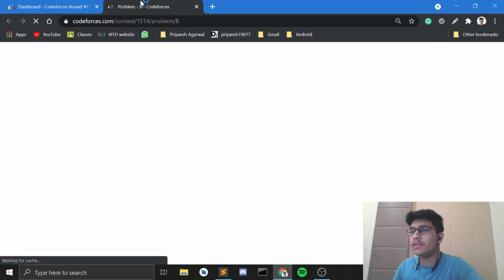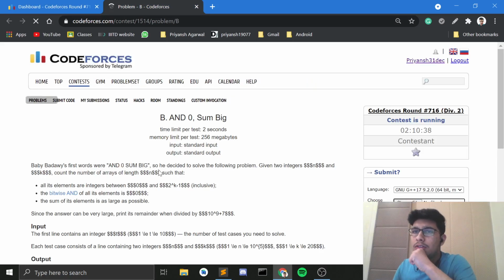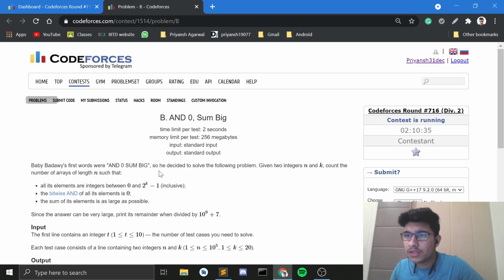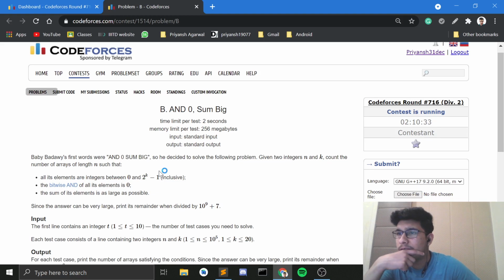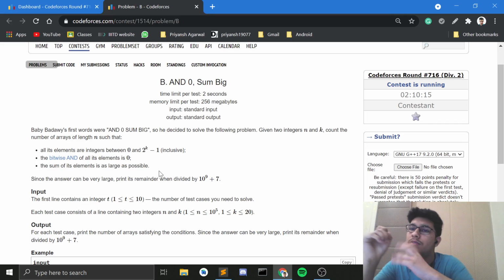Moving on to problem B. So there are not many problems today. First words were and zero sum big. So we decided to solve the following problem: given two integers n and k, count the number of arrays of length n such that all its elements are integers between 0 and 2 to the power k minus 1. The bitwise AND of all its elements is 0. The sum of its elements is as large as possible.